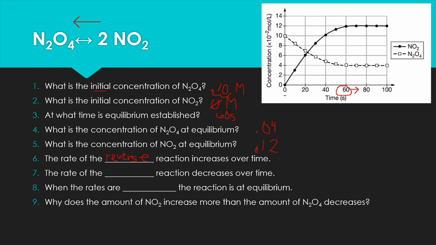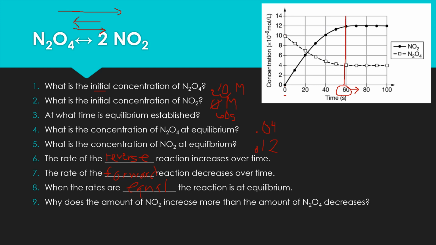And the rate of the forward reaction, let's see if I can write this better. All right, the forward reaction decreases over time. So we start with a really strong forward reaction, and then over time, it reaches a point where it's the same speed as the reverse reaction. It slows down as we use up some of that reactant. So when the rates are equal, the reaction is at equilibrium. Okay, when they're equal, it's at equilibrium. So that's when we hit that 60-second mark.